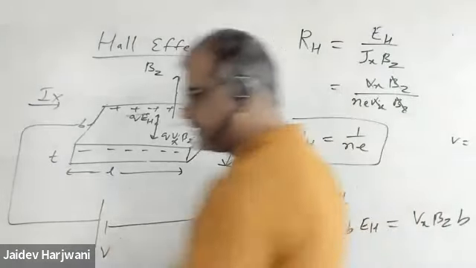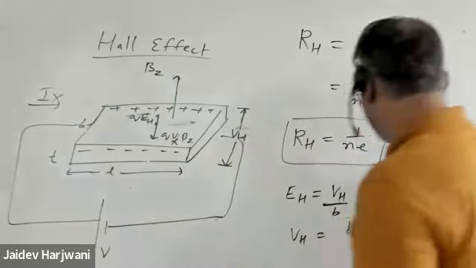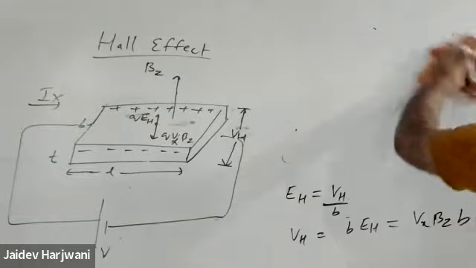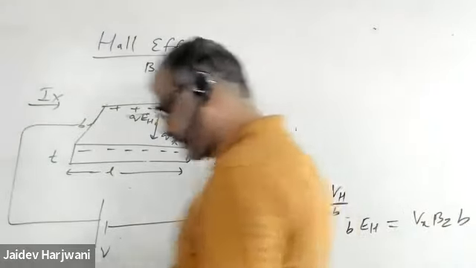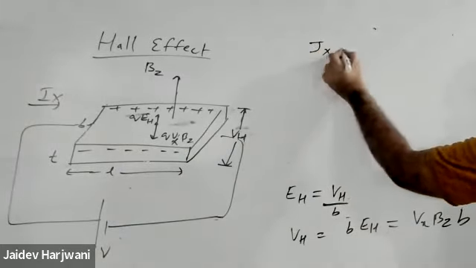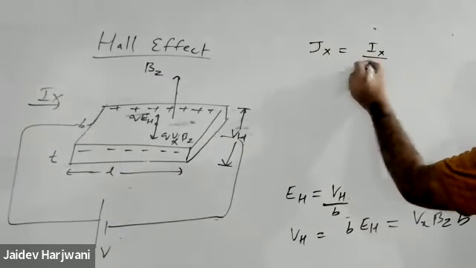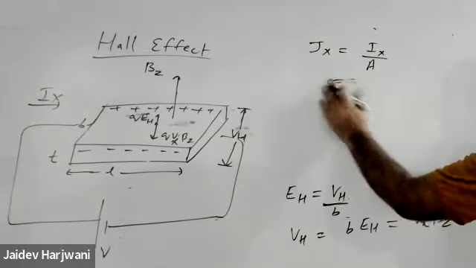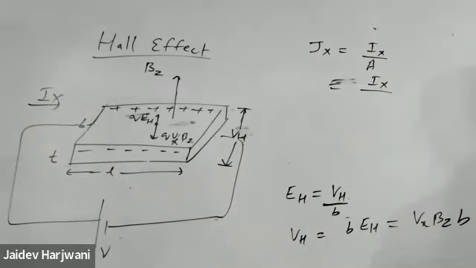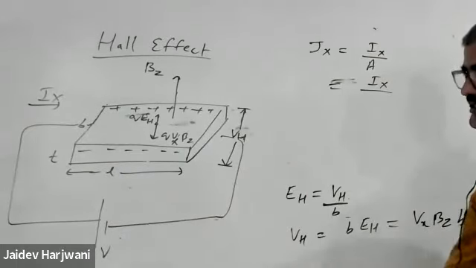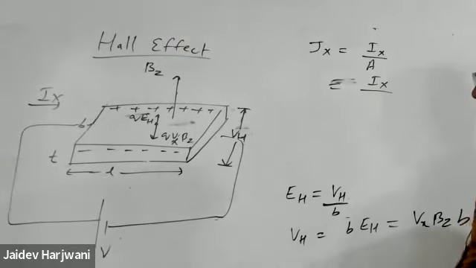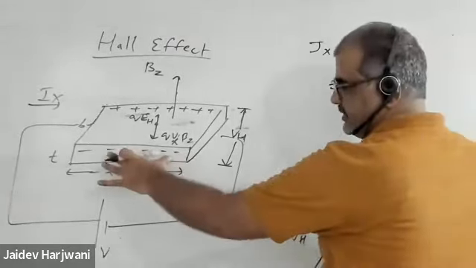Now let us simplify this more. So if we simplify this, I know what is my JX. JX is what? IX upon area. What is the area? L into B. क्रॉस सेक्शन एरिया कौन सा है? क्रॉस सेक्शन एरिया क्या है? L into T. B into T ना? B, L is the length. B, this is your sample.